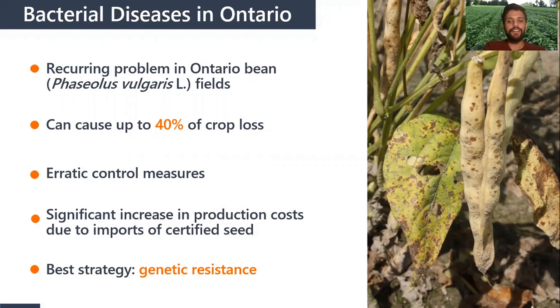This causes a significant increase in production costs in Canada, which has to import certified seed from drier regions in the US, like Idaho, where the drier climate helps to prevent bacterial growth. Therefore, breeding genetic resistance into local cultivars would be the best management strategy, as it would save costs from buying copper products and also from seed imports.